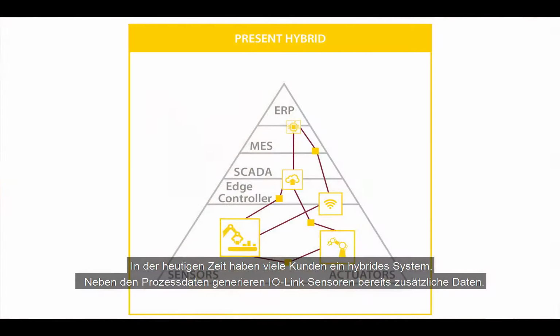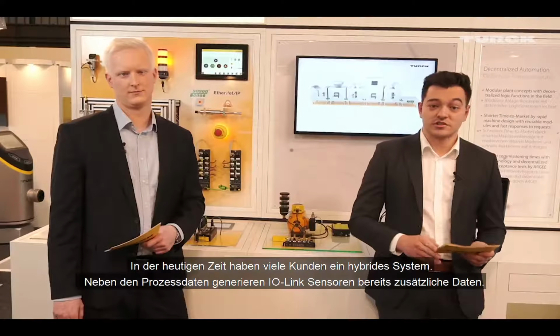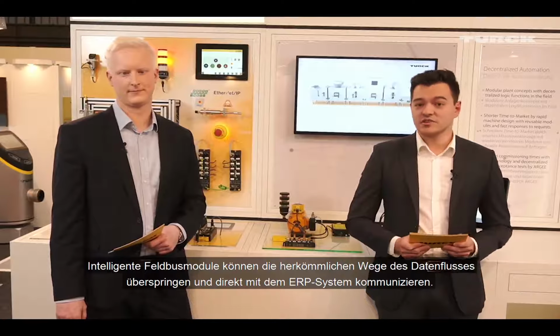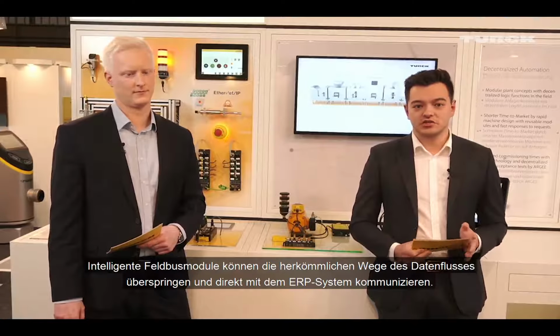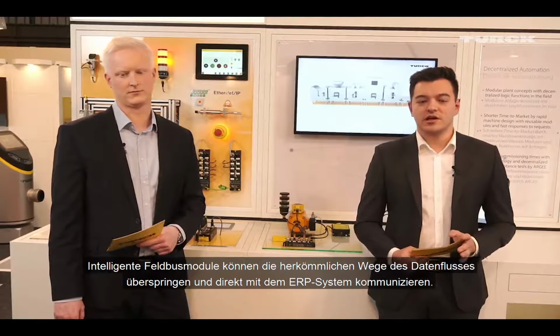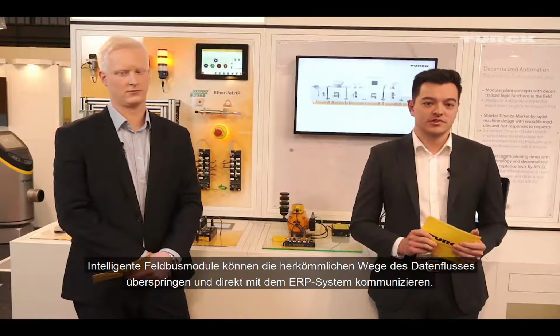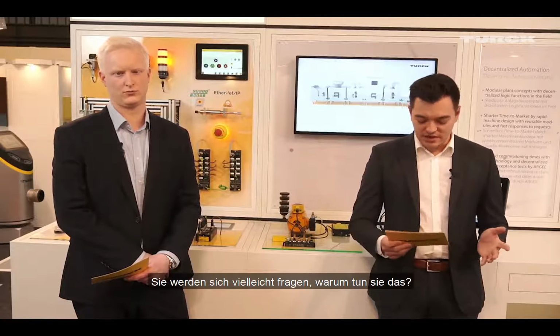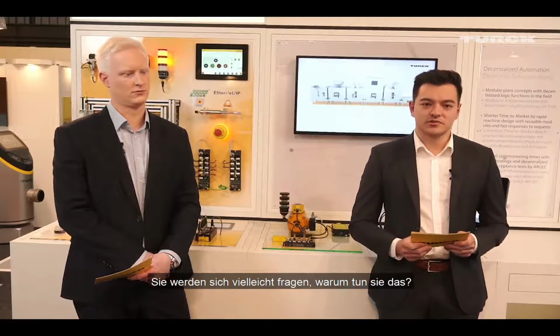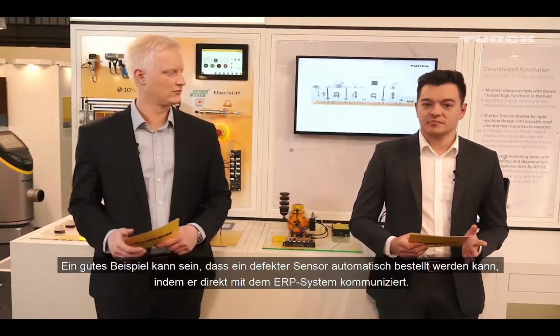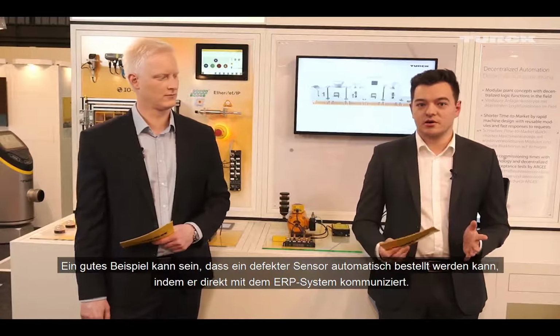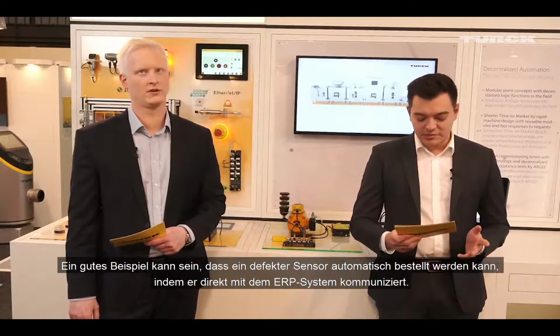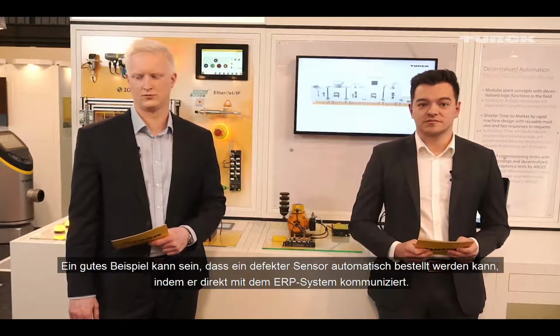In the present, many customers have a hybrid system. Beside the process data, IO-Link sensors also deliver additional data. Intelligent field bus modules can skip the conventional directions of data flow and can communicate directly with an ERP system. You may ask, why should a field bus module do that? A good example can be that a defective sensor can be ordered automatically by directly communicating to the ERP system.